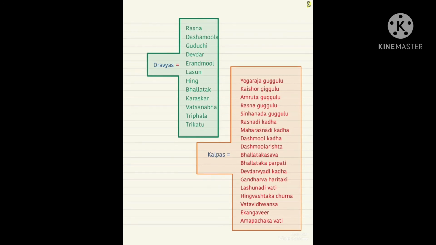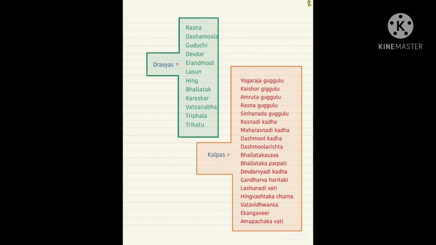Rasnadi Kada, Maharasnadi Kada, Dashmul Kada, Dashmul Arishta, Bhallatakasav, Bhallatak Parpati, Devdar Vyadi Kada, Gandharva Haritaki, Lashunadi Vati, Hingvashtak Churna, Vat Vidhvans, Ekangvir, Ampachak Vati. You can see in the kalpas, most of them are Gugul, and others are Dashmul, Dashmul Arishta. All these are easy to remember, these are not very difficult ones. Also you need not remember each and every one of them.